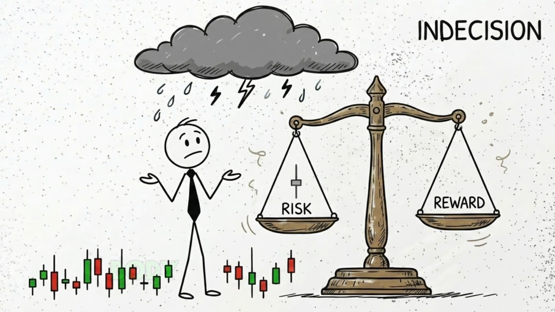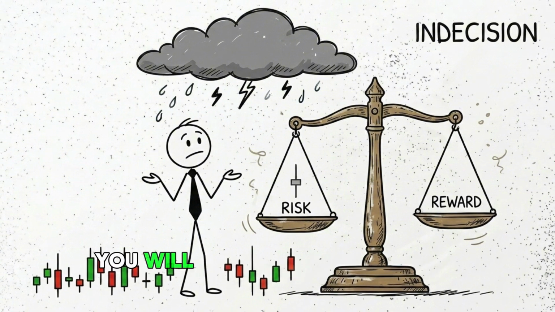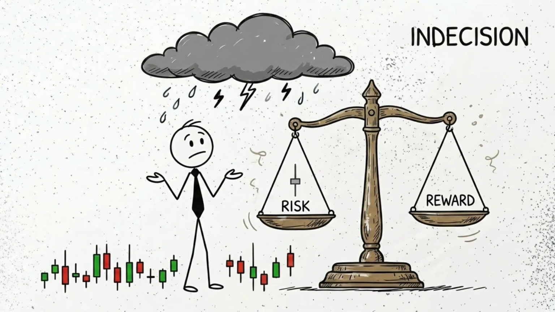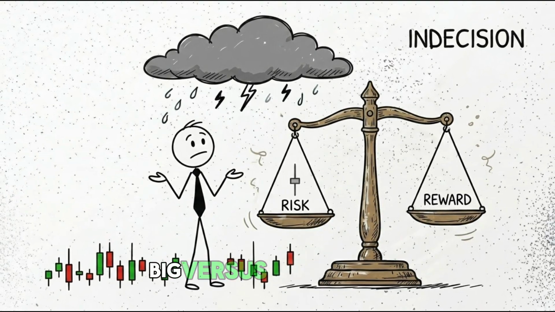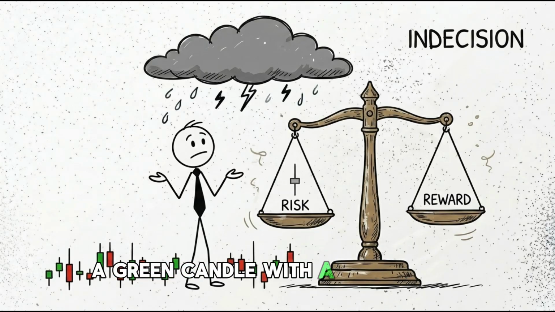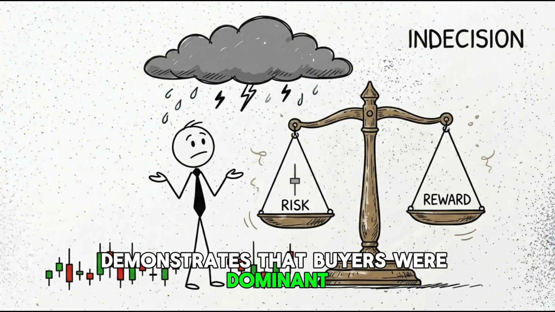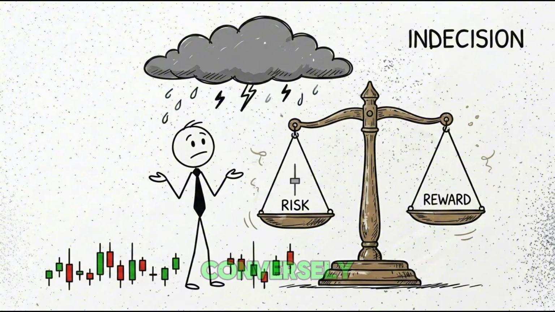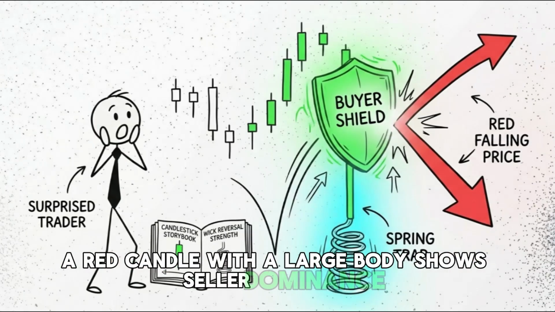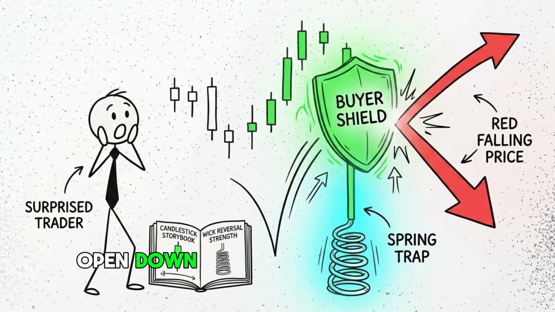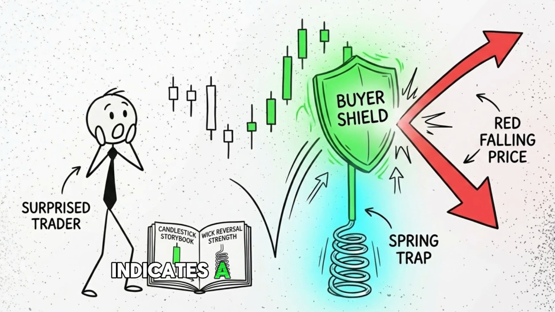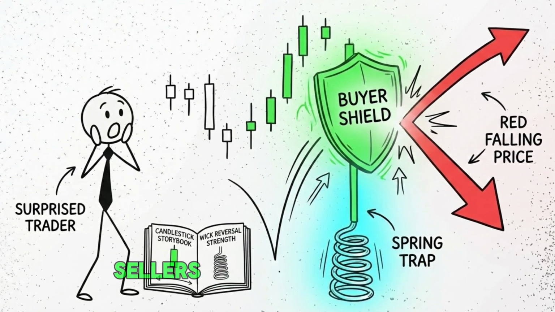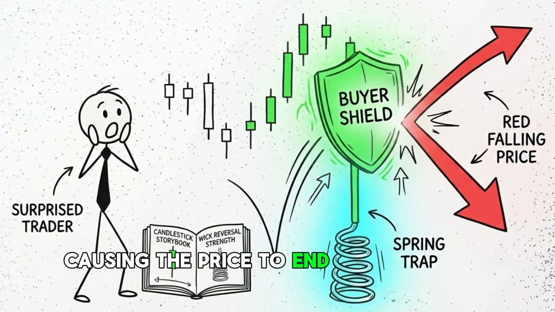Interpreting shapes. Body versus wick. On a chart you will notice candles come in various shapes. Some have massive bodies, others have tiny bodies with long wicks. Each shape tells a unique story. Big versus small bodies. A green candle with a large body demonstrates that buyers were dominant. Price opened low and was pushed significantly higher with very little resistance from sellers. Conversely, a red candle with a large body shows seller dominance. The price opened high and was driven down sharply. A candle with a small body indicates a lack of dominance. For example, a small green candle shows that while buyers were in control, sellers put up a strong fight, causing the price to end near where it started.